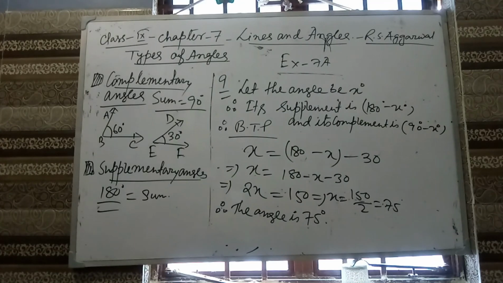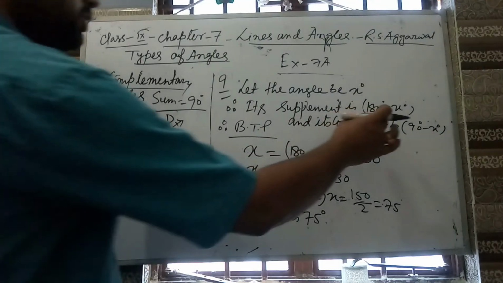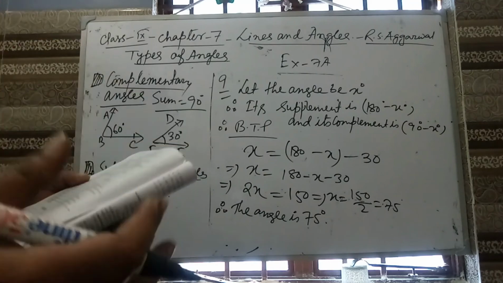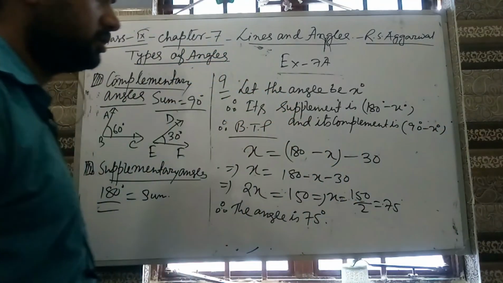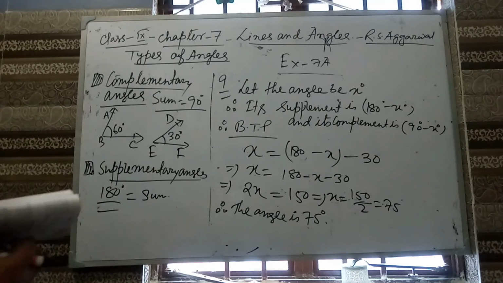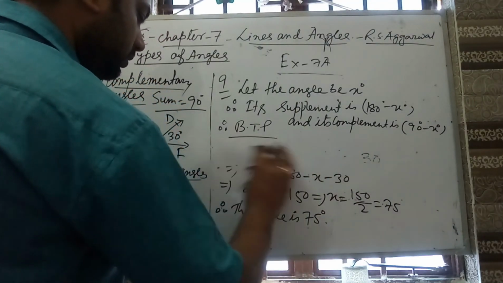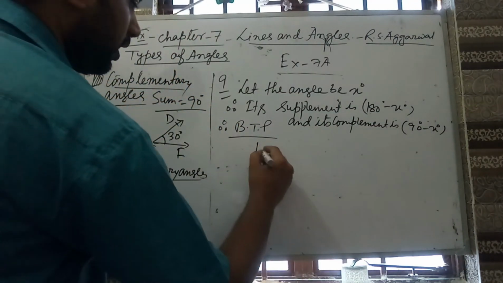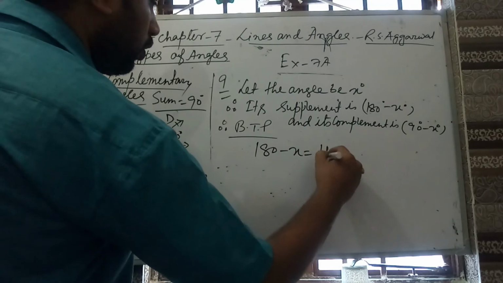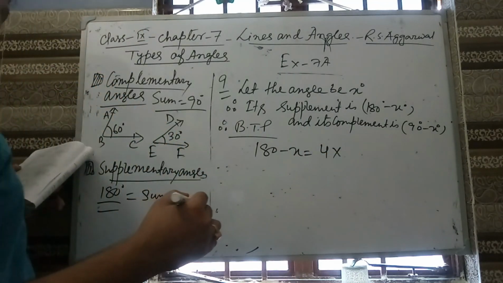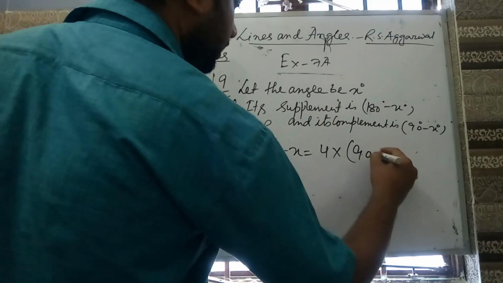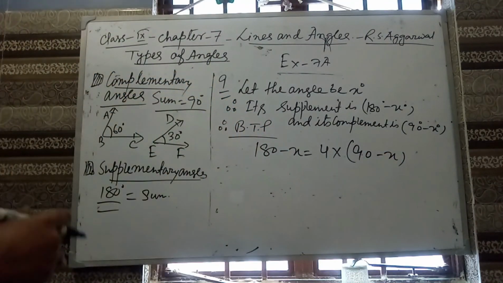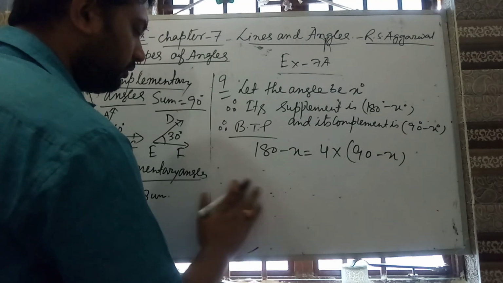Okay. Now read the given question again. Question number 9. Find the angle whose supplement, means this one, is 4 times its complement, that is 4 into this one. Okay, so what will be the equation? Therefore, by the problem, the supplement of the angle is 180 minus x, that is 4 times, means 4 into its complement, that is 90 minus x. Okay, calculate, you will get the value of x.